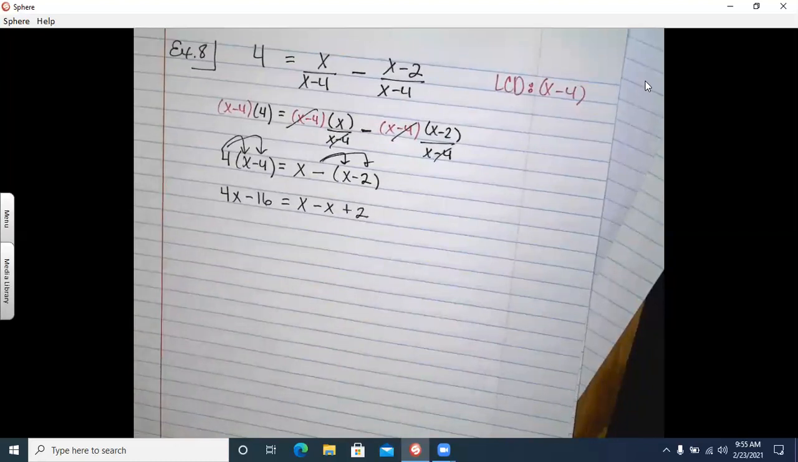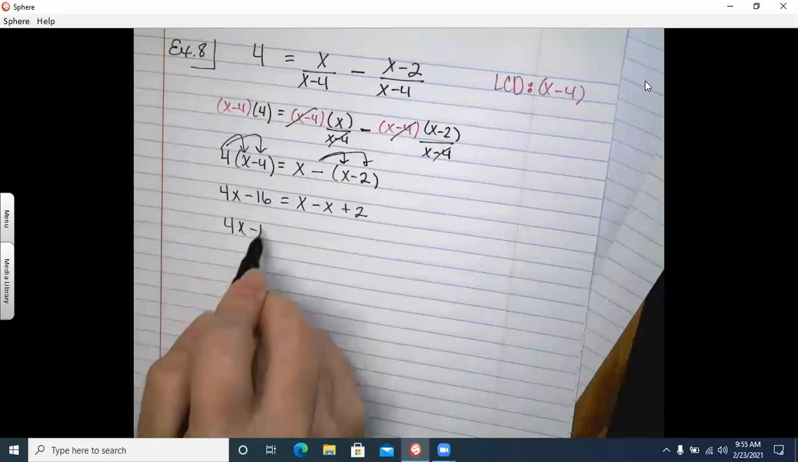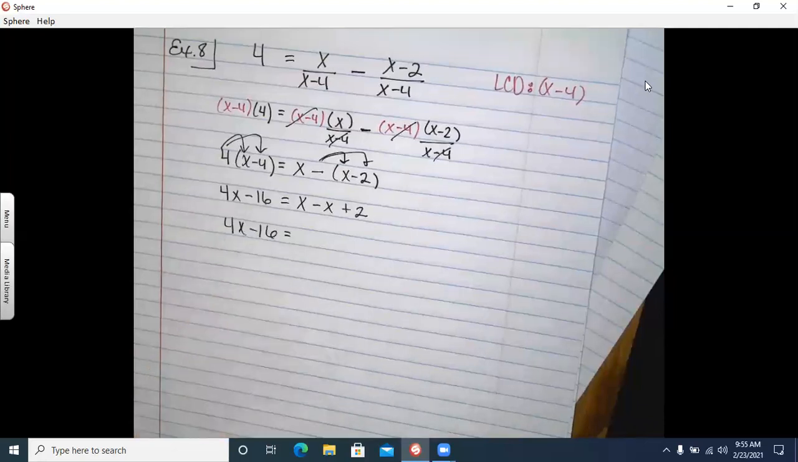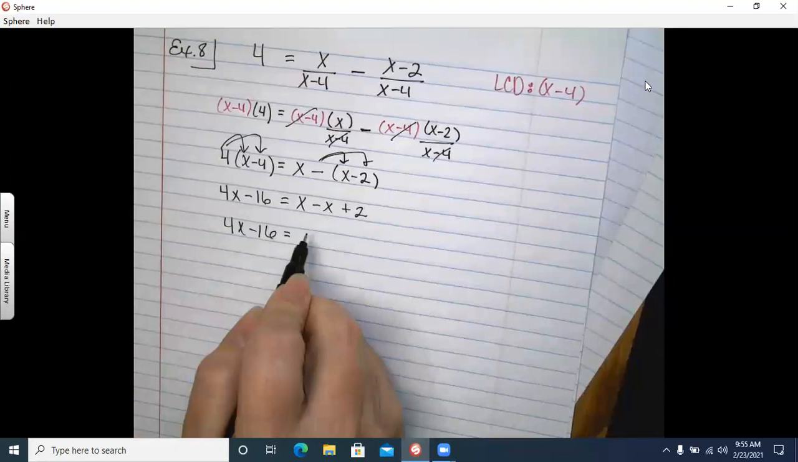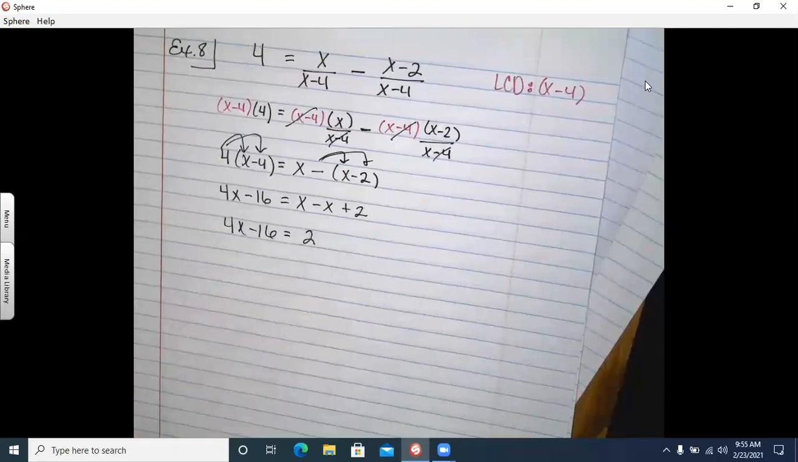On the left side, do I have any like terms to combine? No. On the right side, do I have any like terms to combine? Yeah. So what's x minus x? 0. 0 plus 2 is 2. So all I have left on the right side is a 2. Do I have a quadratic term and a linear term? No. So can I solve this easily, or am I going to have to do factoring or quadratic formula or completing the square? I can solve it easily, right? So what do I do next?